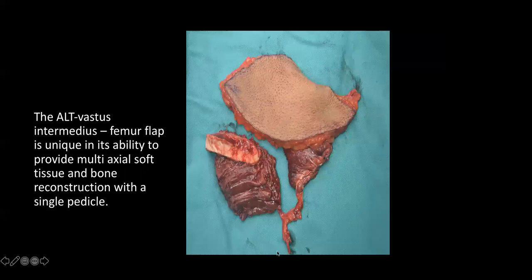And this is how it looks. So this is the vastus intermedius muscle attached to the femur. This is the same vascular pedicle going to the ALT and a common descending branch of the lateral circumflex femoral.